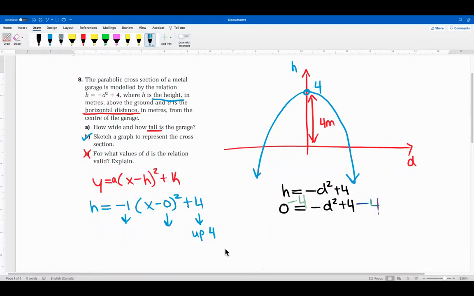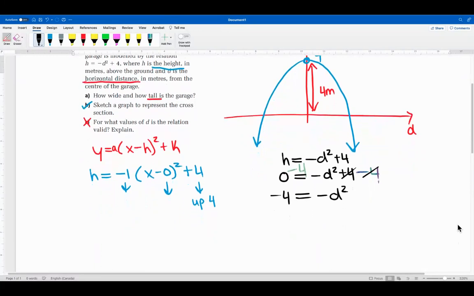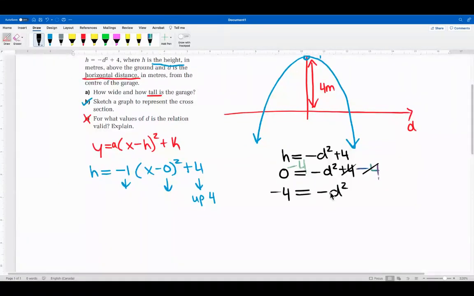There we go. We can subtract 4 from both sides. So here we have 0 minus 4, which is just minus 4. Here we have negative d squared plus 4 minus 4. Plus 4 and minus 4 will just cancel out. You see how we have negative 4 equals negative d squared? Well, your minus signs on both sides are just going to basically cancel out as well.